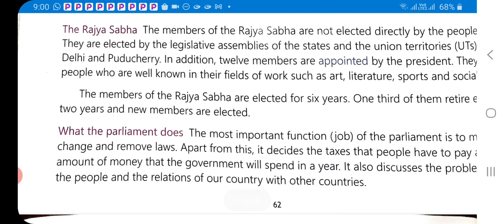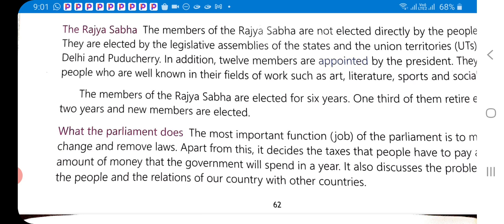The members of the Rajya Sabha are not elected directly by the people. See, now there is one difference between Lok Sabha and Rajya Sabha. Members of Lok Sabha are elected directly, but members of Rajya Sabha are not elected directly by the people. They are elected by the legislative assemblies of the states and the union territories of Delhi and Puducherry. In addition, 12 members are appointed by the president, and they are people who are well known in their fields of work such as art, literature, sports, and social work.